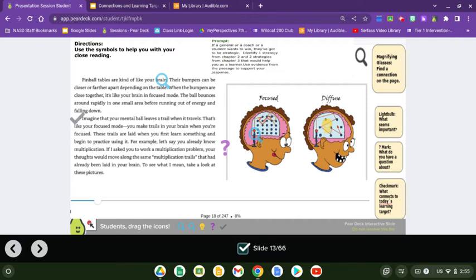These trails are laid when you first learn something new and begin to practice using it. For example, let's say you already know multiplication. If I asked you to work a multiplication problem, your thoughts would move along the same multiplication trails that had already been laid in your brain. You see what I mean? Take a look at these pictures. It seems like these pictures kind of capture a big idea here, right? Maybe a strategy or how we can be more strategic when we're learning, the connection we already found.